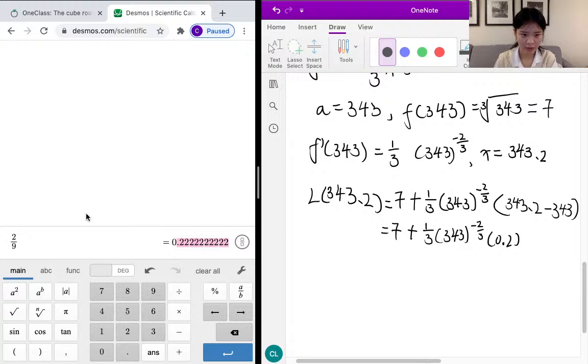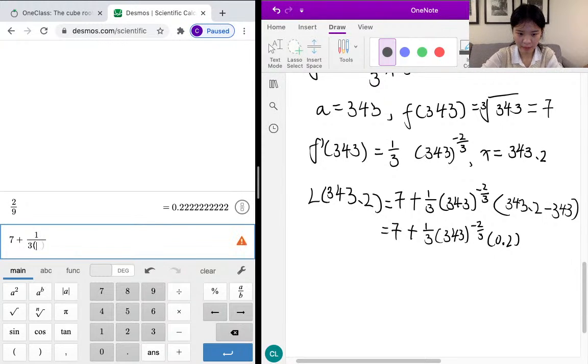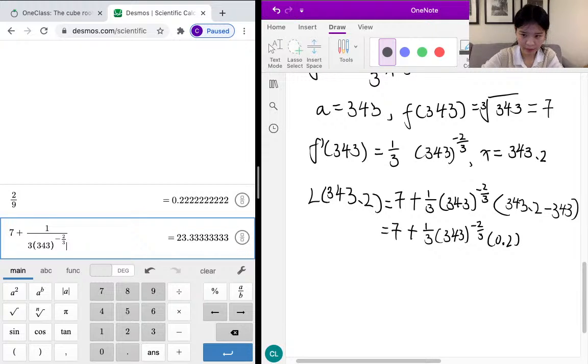Okay, so let's see. So we want to find 7 plus 1 over 3 times 343 to the power of negative 2/3 times 0.2. Oh, whoopsie. And our answer would be 10.26666. Let's just write it down.